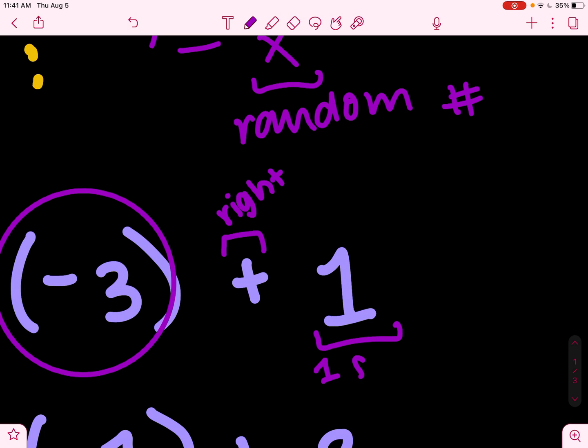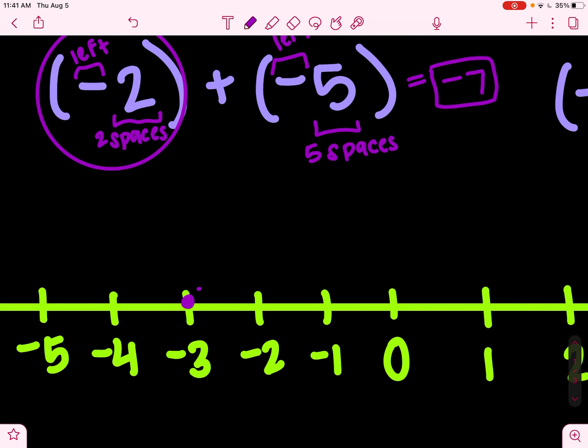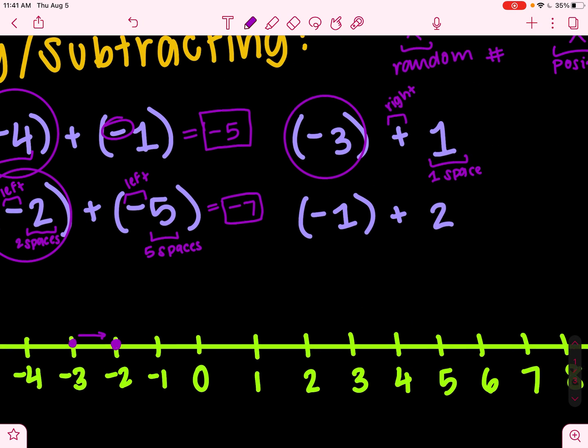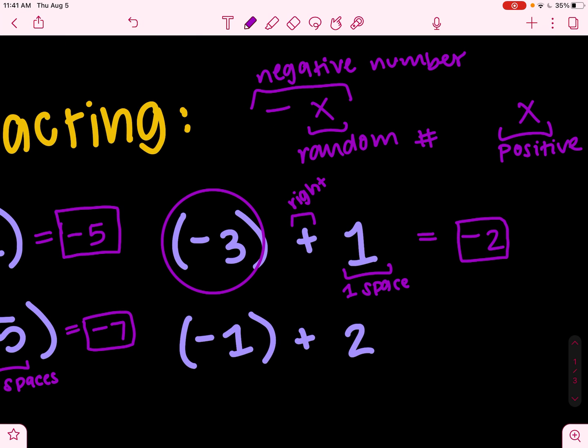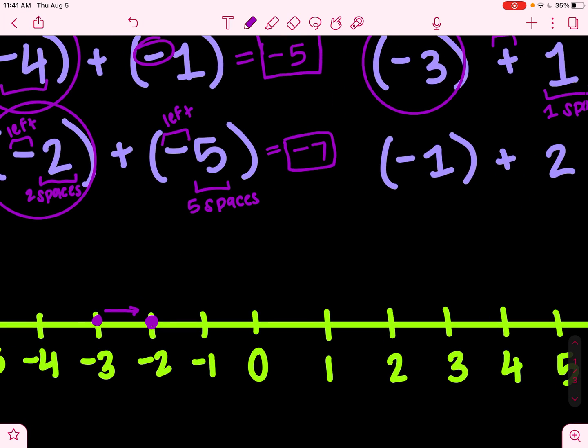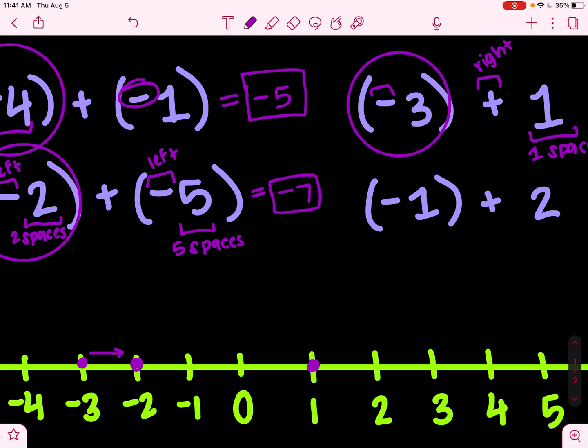And 1 just means we move 1 space. So in total, we move 1 space to the right. And when we do that, we end up at negative 2. So that's all we have to do for this problem. So our answer is negative 2. In this case, the easiest way to have done it was how we just did it. If you had started at positive 1 and then you moved 3 spaces to the left, that would have taken a little bit more time, but you would have ended up at the same place of negative 2.